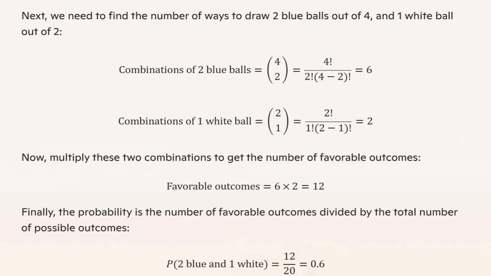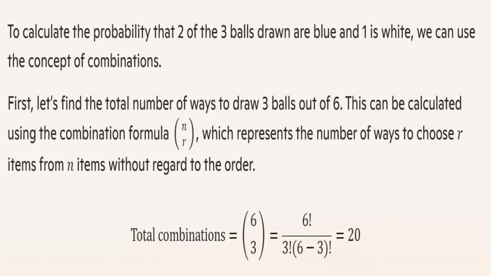Taking 2 blue balls is 4 out of 2, that is 4C2, which is 6. Combination of 1 white ball is 2 out of 1, 2C1, which is equal to 2. Now multiply these two combinations together, 6 into 2. We want 2 balls blue and 1 ball white.